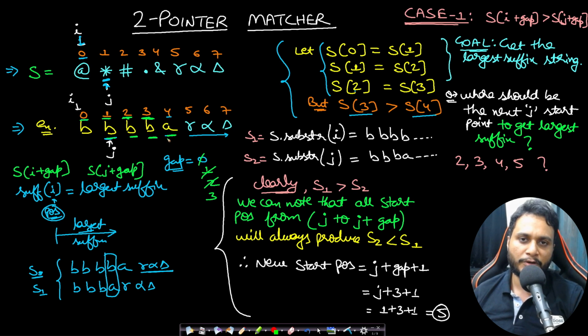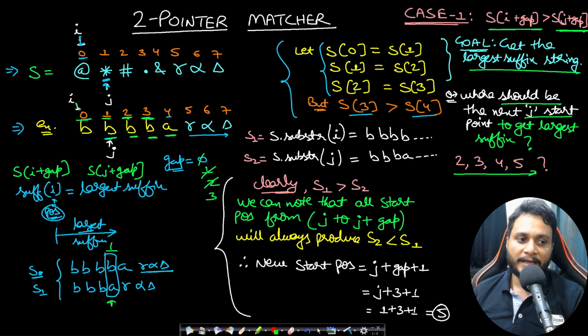This is the first point of mismatch. And if you see this mismatch, what is the case? The case is S at I plus gap is greater than S at J plus gap. This is the thing that is happening here, right? If this is happening and our goal is to get the largest suffix string, then where should the next J start point be to get the largest suffix? Will it be 2, 3, 4, 5 and so on? What will be the next J position? Because I know that this B and A are not matching, so what to do?